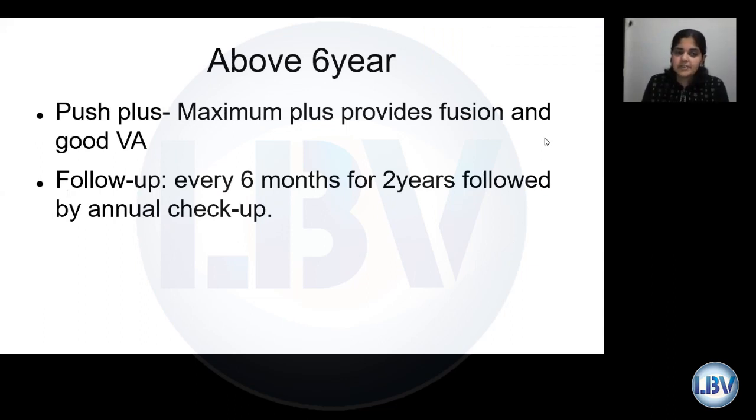For kids above 6 years of age, you generally tend to push maximum plus that provides fusion and good visual acuity. And you do a follow-up every 6 months for the next 2 years, and then you can do an annual checkup. But typically, it tends to reduce the amount of tropia and the plus that they need. So that is why you need to do a follow-up visit at 6 months' time frequently.